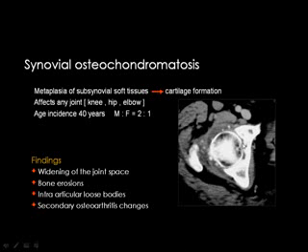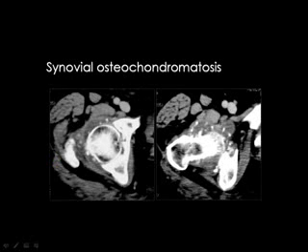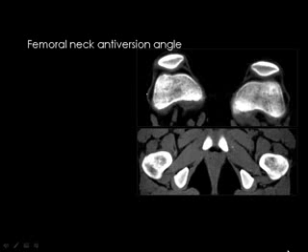And this is a case of synovial osteochondromatosis. You know that this is the result of cartilaginous metaplasia, resulting in loose bodies that later on calcify, resulting in widening of the joint space, bone erosion, and too many intra-articular loose bodies, ending with secondary osteoarthritic changes. And this is synovial osteochondromatosis with too many loose bodies in the hip.